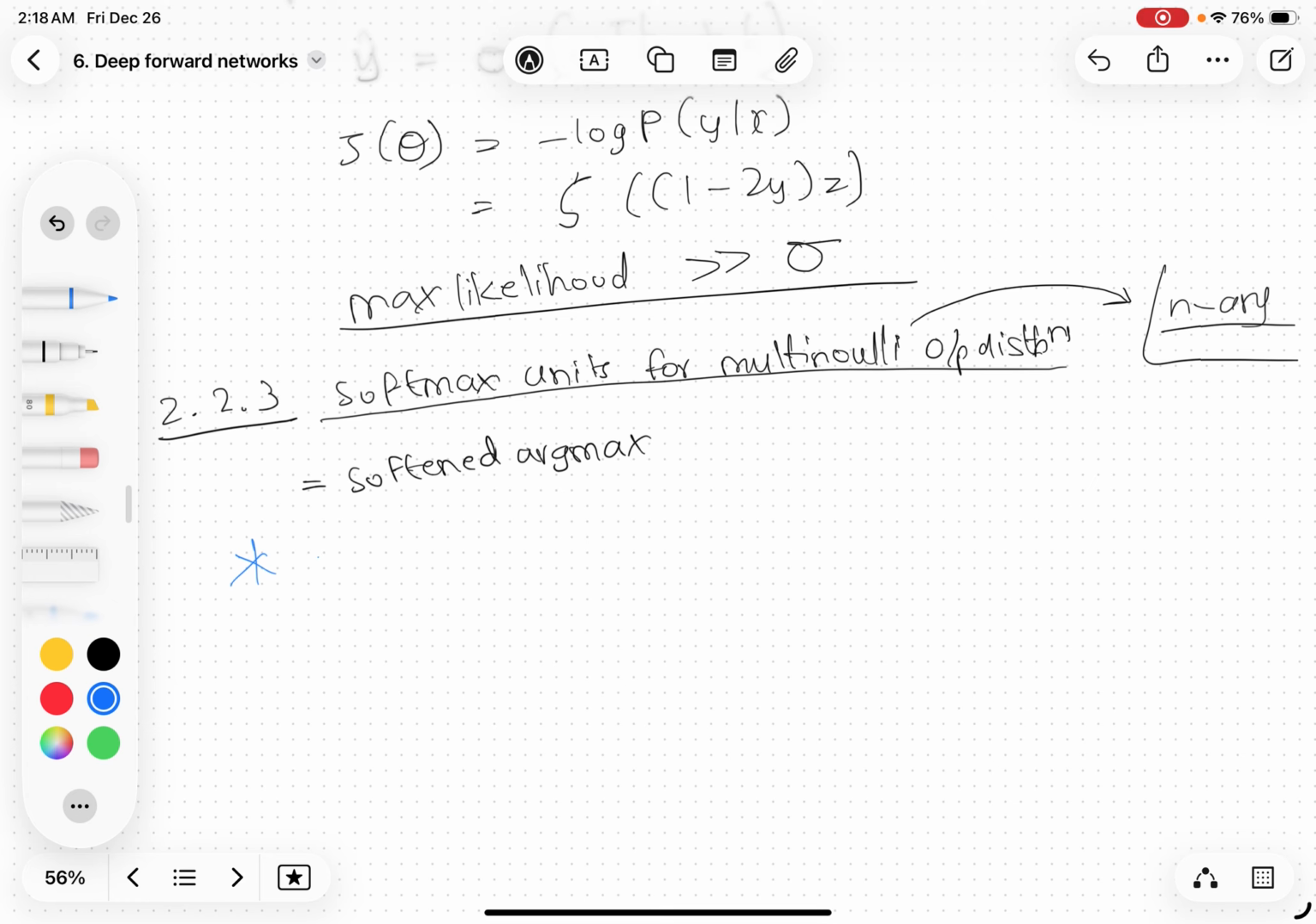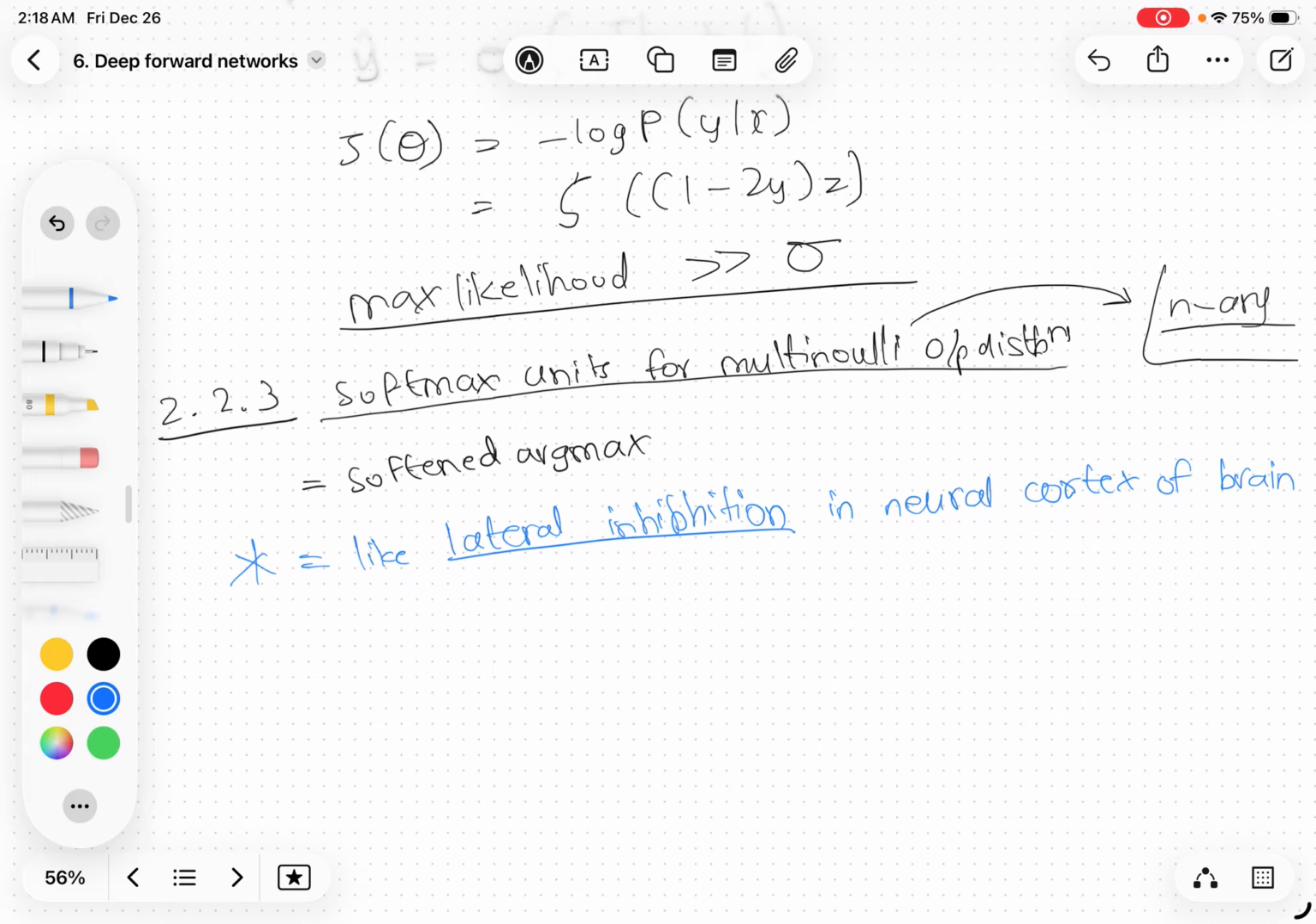So it's kind of like a lateral inhibition in the neural cortex of the brain. At the extreme, when the difference between the maximal a and the others is of large magnitude, it becomes a form of winner-take-all situation. Basically, it's a zero-sum game. And yeah, that's about it.